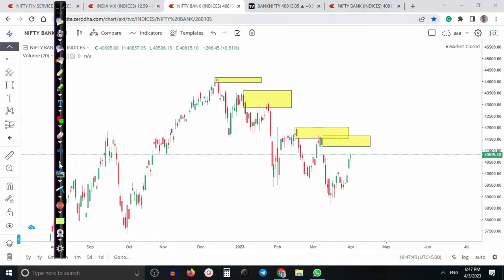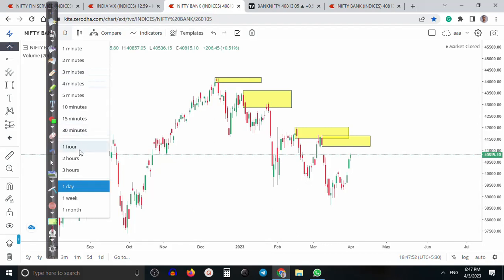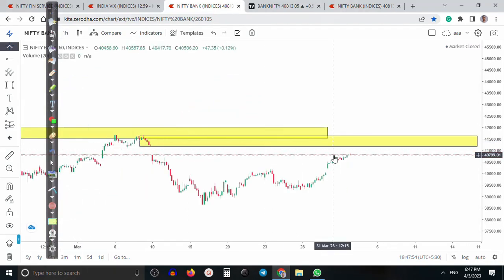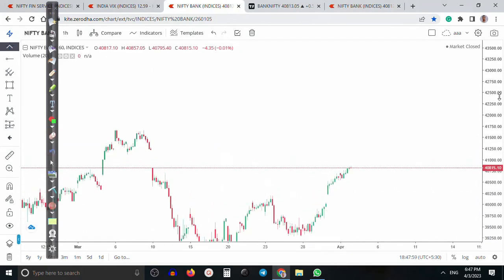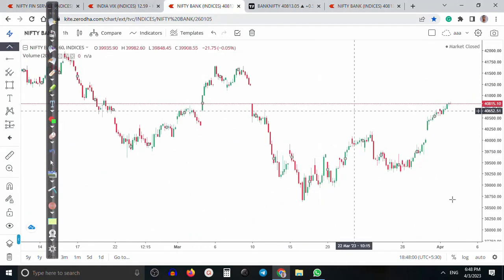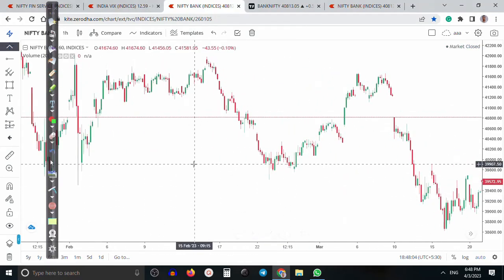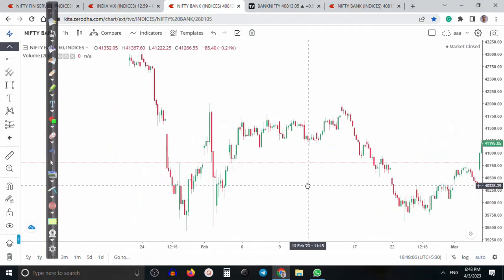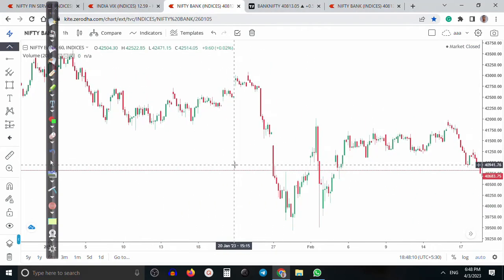So let me show in a small time frame. Like let's go to the H1 time frame or 15 minutes, whatever. So let me remove this area, everything. Okay, perfect. So here I can see somewhere here. Okay, let me explain from this area.